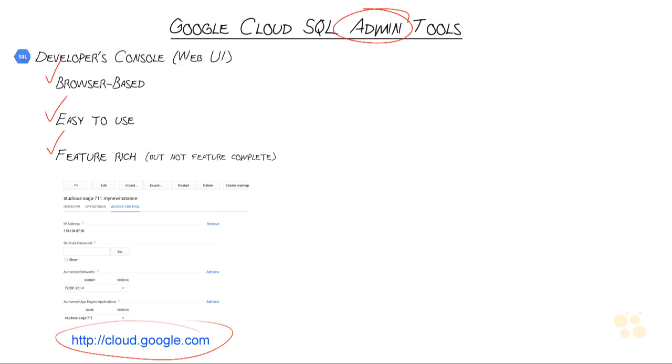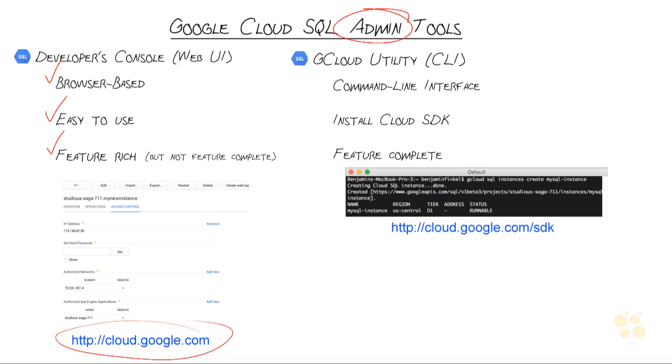The second administration tool is more robust, and that's the G Cloud utility. This is the command line interface for working with and managing your G Cloud SQL instances. It's a locally installed piece of software. You have to install the software development kit, the Cloud SDK, in order to gain access to this G Cloud utility. But once you do, you've got a command line option for a feature-complete administration of all of your Google Cloud instances. You can download that right from cloud.google.com, WAC SDK. They have versions for Mac OS, Windows, and Linux. So you should be able to find a version of the Cloud SDK that's going to run on your interface.